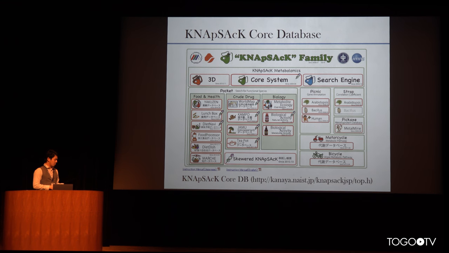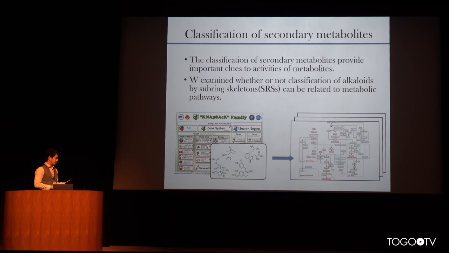And alkaloids are a large group of nitrogen-containing secondary metabolites produced by almost every variety of organisms, such as bacteria, fungi, plants, and animals. Organisms produce diverse polycyclic compounds, including unsaturated and saturated bonds. The classification of secondary metabolites, taking chemical structures and metabolic pathways into consideration, could provide important clues to the activity of metabolites, which leads to interpretation of the function acquisition mechanisms of secondary metabolites in the evolutionary process.